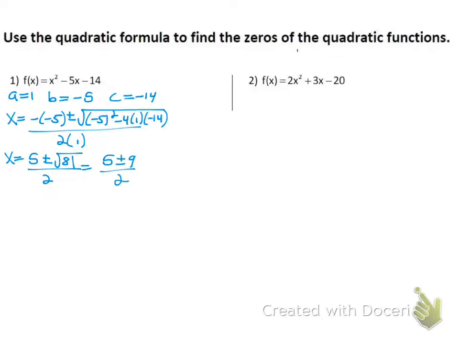Now, remember, the plus or minus is two separate operations. So 5 plus 9 over 2 gives us 7. And 5 minus 9 over 2 gives us negative 2. As a reminder, zeros come from the x-intercept, so almost all of our problems should have two solutions. Every once in a while, we'll see a problem with 0 or with one solution, but you should almost always have two solutions here.